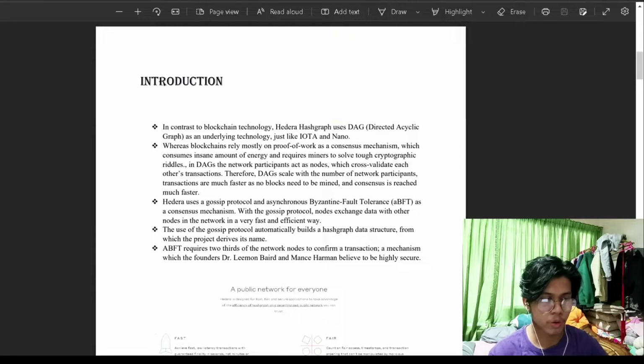Okay, so we go to the second page, the first page of the research. Introduction, of course. You want to introduce people to what this cryptocurrency is all about. In the introduction I explain the technology of the cryptocurrency, in this case Hedera Hashgraph. In the very first sentence: in contrast to blockchain technology, Hedera Hashgraph uses a DAG, directed acyclic graph, as its underlying technology, just like IOTA and Nano. They do not use blockchain. They use a far more advanced, far more secure technology, right?